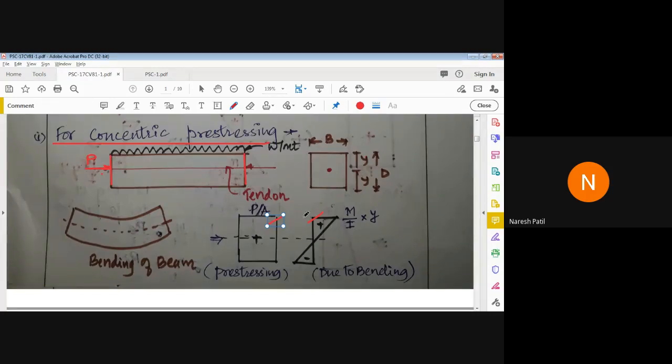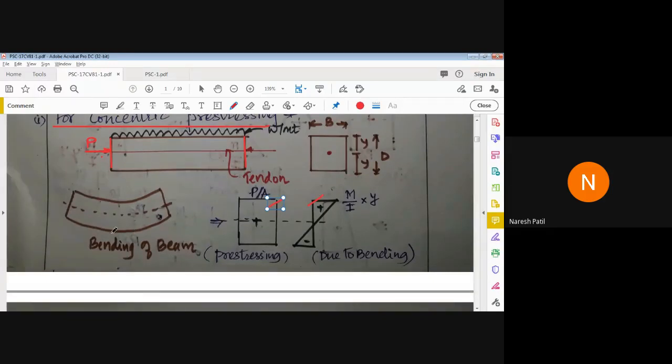Apart from that, due to external load, the beam will bend. It has to bend. So during bending, what will happen? We get tension at the bottom and compression at the top. Here we will get C and here we will get T. And when we join, you get this as a triangular shape. What is the magnitude of that? It is nothing but M by I into Y.